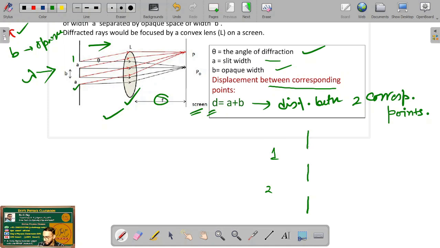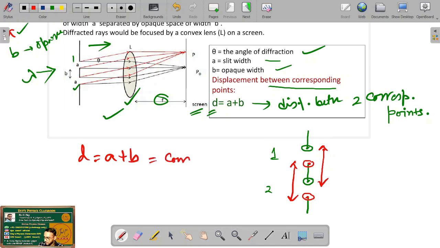Similarly, if we take one point at the upper part of this slit, then its corresponding point will also be the upper part of the second slit. If we take one point at the lower part of the slit, then its corresponding point will also be the lower part of the second slit. So the distance between these corresponding points would be the same. It would be A plus B.